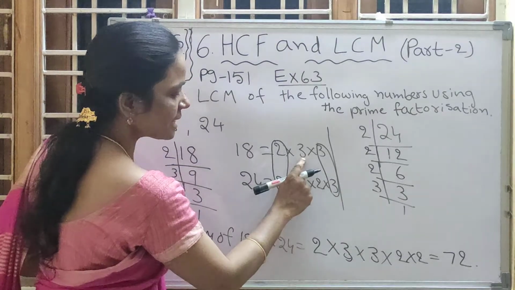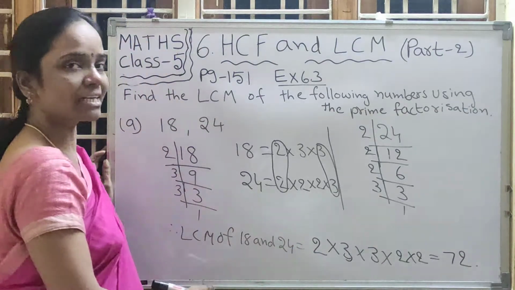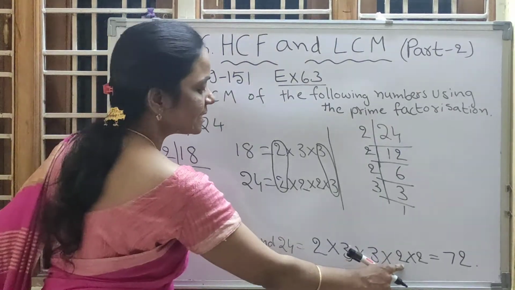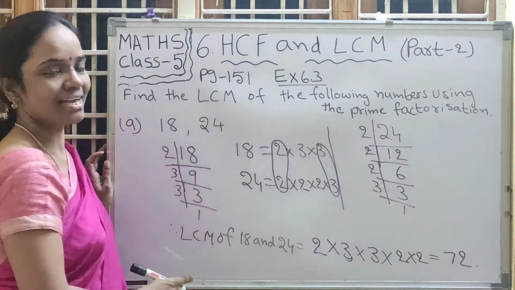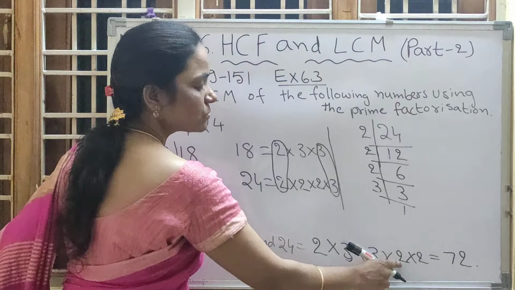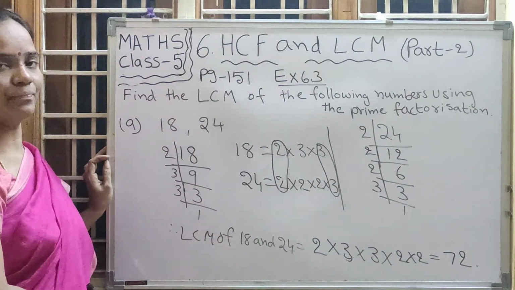So the remaining numbers are 3, and 2 came for 2 times. So now take the multiplication. 2 3s are 6. 6 3s are 18. 18 2s are how much, children? 18 2s are 36. 36 2s are 72. So this is the LCM. Have you understood?